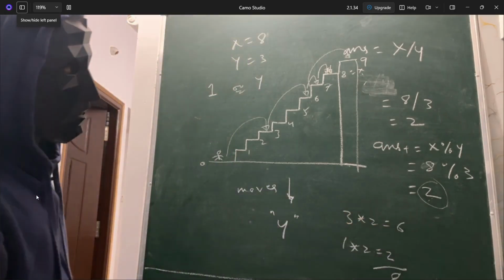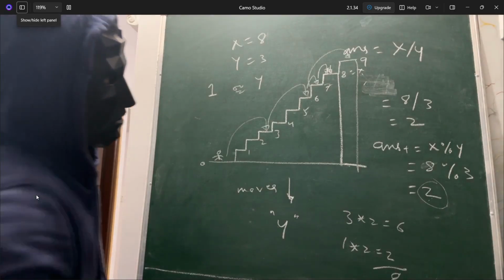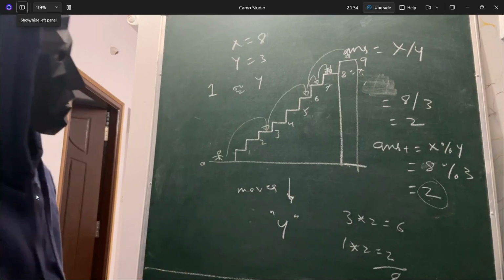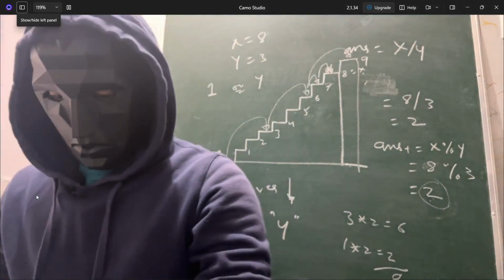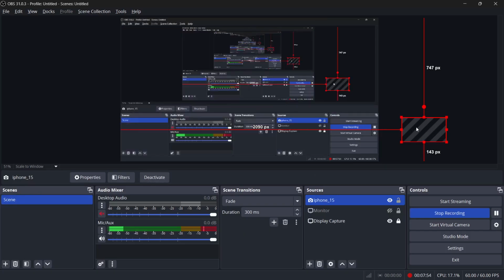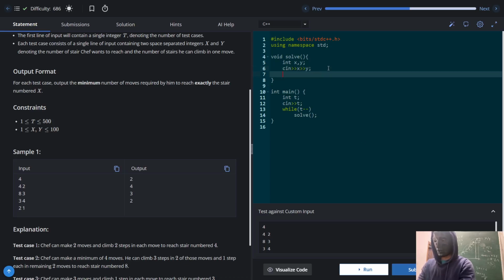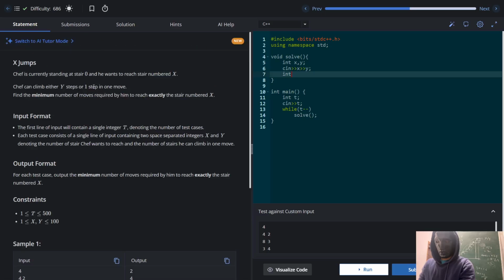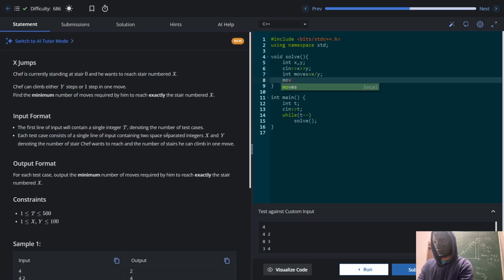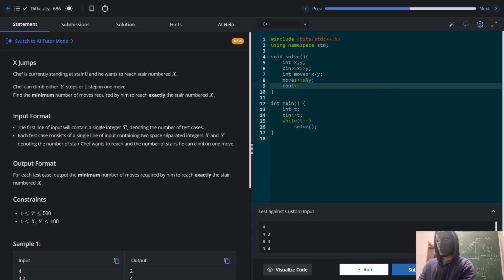So I think you guys got to know how to solve this. So 2 plus 2 will again be 4. It's an easy problem only, not that hard. Basically what they have asked in the question is the number of moves. So let us take int moves is equal to x by y, and moves plus equals x modulo y, and at the end we'll output moves.